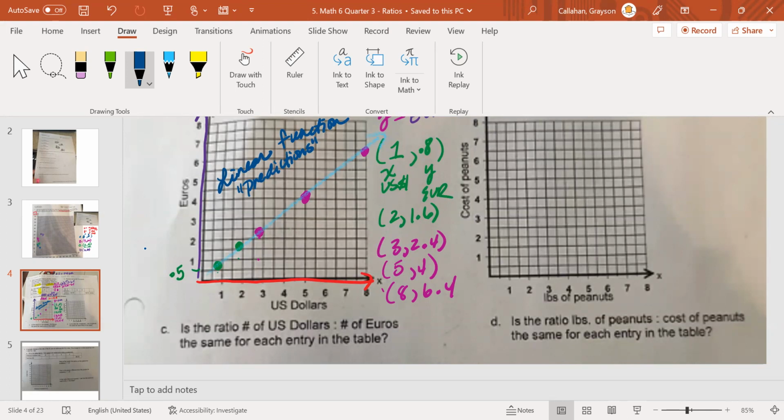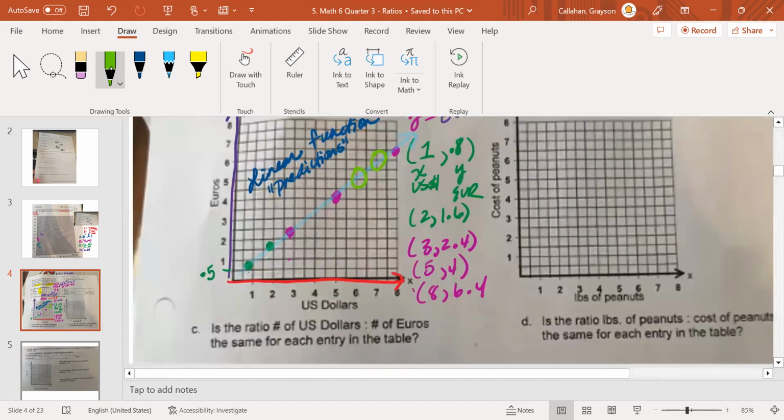Okay, for example, I don't have any points in between, but what if I use $6? If I were making a prediction with $6, I'd probably get 5 point something euros, right? Or if I say $7, I will probably get 5.9 euros, maybe 6 euros. Do you see that, Grayson? That's how you make predictions. All right. So that's B.